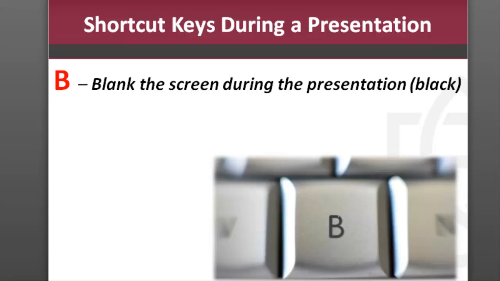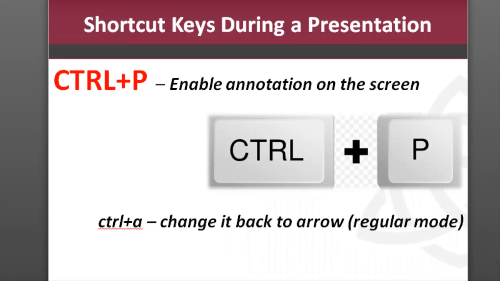Other times it may come in handy for you to actually be able to write on the screen, and a lot of people do not know about this. So pressing CTRL+P during the presentation will enable the annotation on the screen so you can write on it. If it's a tablet PC, you can use a stylus. If it's a regular computer with a mouse, you can simply use the mouse.